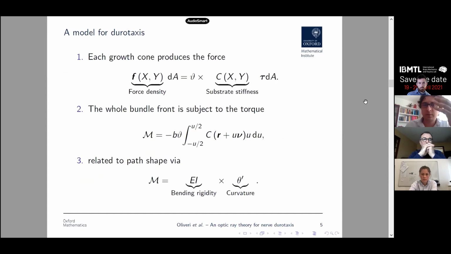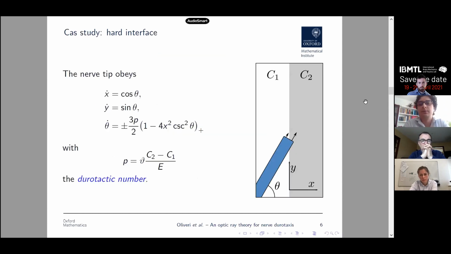And so these equations are very general and apply to any kind of substrate stiffness. To better understand the kind of behavior that can emerge from this model, we studied the canonical scenario of a bundle crossing an interface between two zones with different uniform stiffness. If we make this assumption, the set of equations I just showed you boils down to this very nice nonlinear dynamical system that depends in particular on a single non-dimensional parameter, the durotaxis number, which is proportional to the jump in stiffness between the two zones.